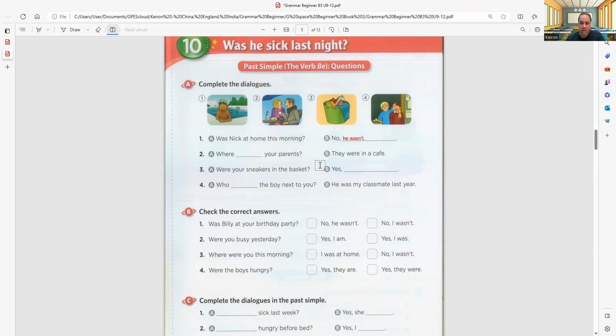Where something your parents. They were in the cafe. So there's our clue. Where something your parents. They were in the cafe. Where were your parents? Were your sneakers in the basket? Yes, they were, right? So look, were your sneakers, more than one, in the basket? Yes, they were. Who something, the boy next to you? He was my classmate last year. All right, so who was the boy next to you? He was my classmate last year.